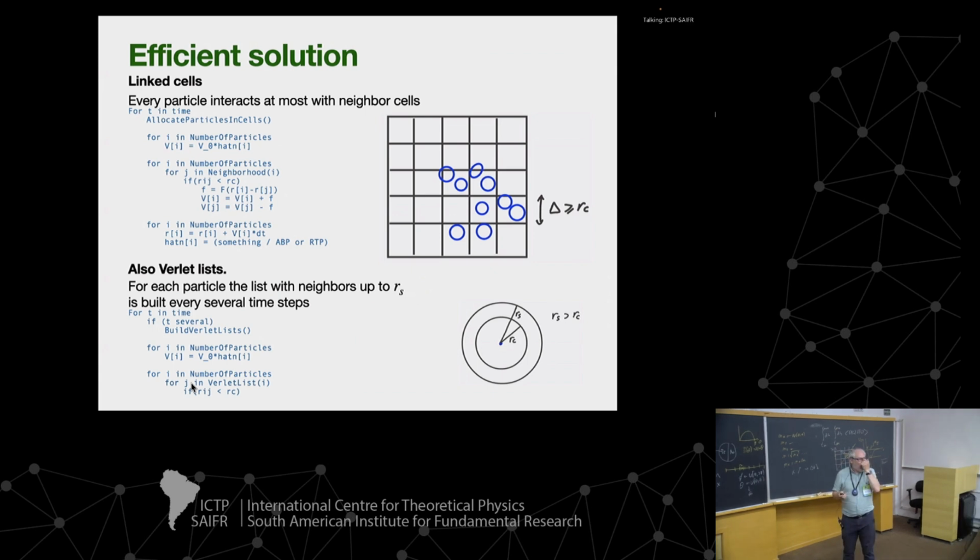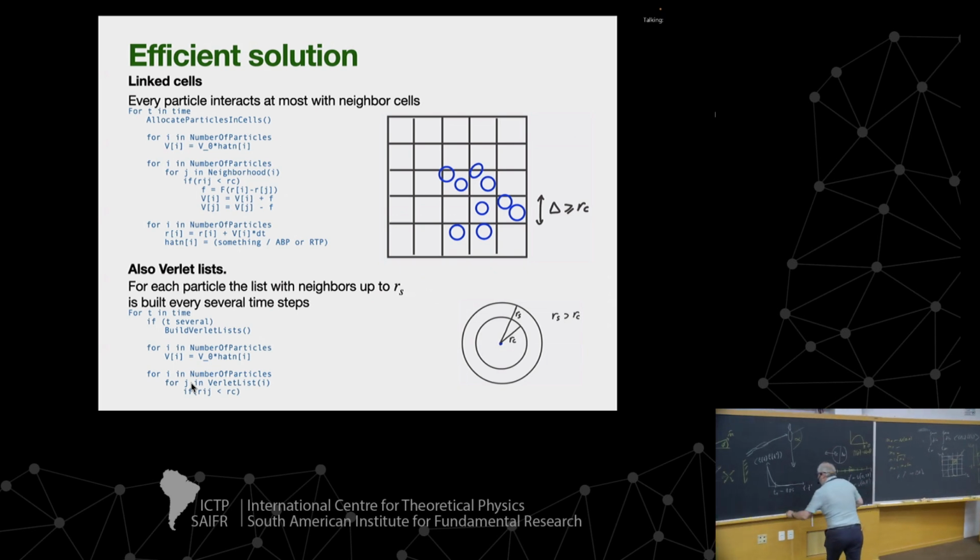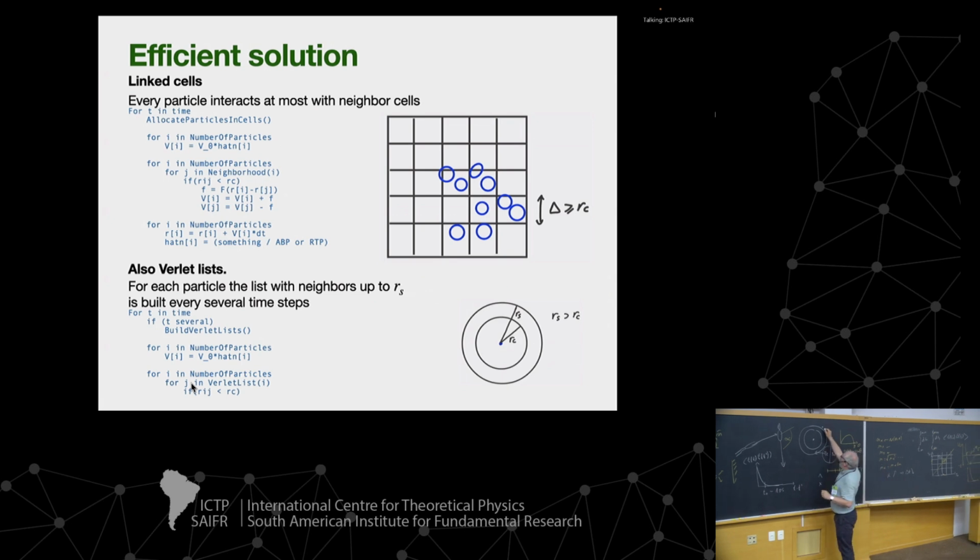Why do we use this skin? Because particles are moving. If you have a particle here that is not in the list, it can move and eventually enter into the interaction region. So you have to update the list before that happens.